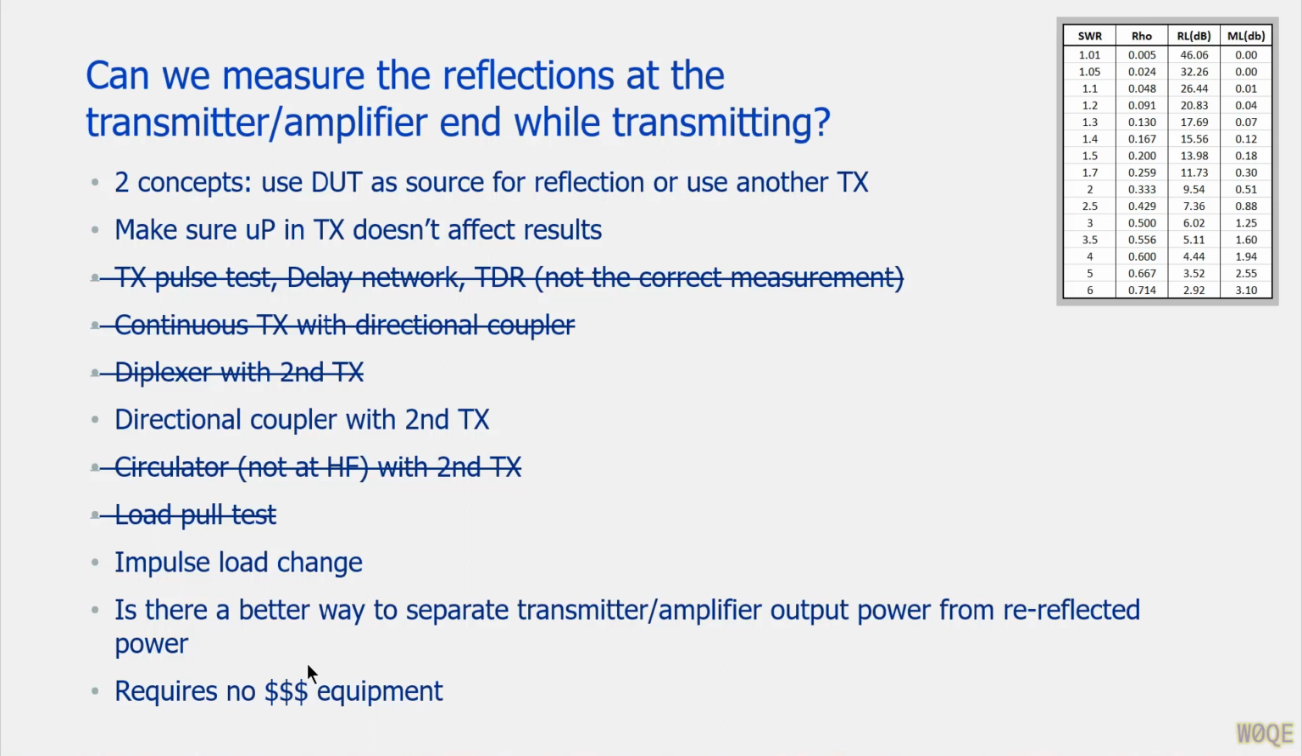Again, if there's a better way to do this, these are the two best choices I could come up with. If there's a better way, I'd certainly be willing to discuss this with anybody. Plus, if I'm way out in left field here, let me know. Again, we're trying to separate the transmitted, or the amplifier's output power, from the reflected signal. The signal goes out, comes back, and gets re-reflected at the transmitter or the amplifier. We're trying to separate those two so I can measure this one in the presence of this one.